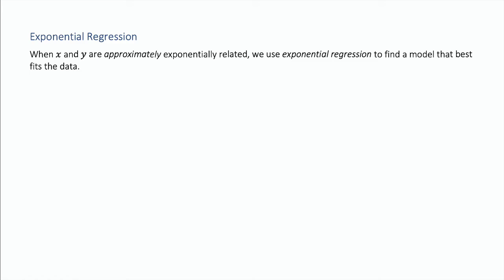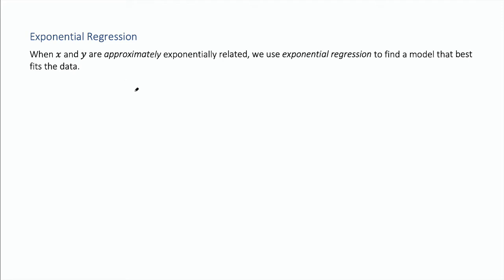Sometimes we have variables, x and y, that have an exponential relationship. However, it's not a perfect relationship. And so when it's approximate, we're going to use an exponential regression to find a model to fit the data. We're going to use techniques that we've done with linear regressions in order to do that.